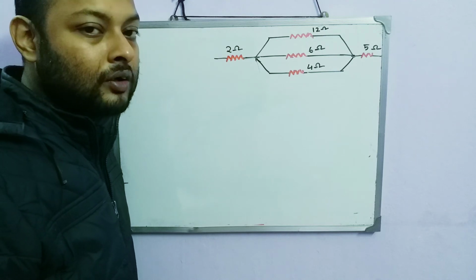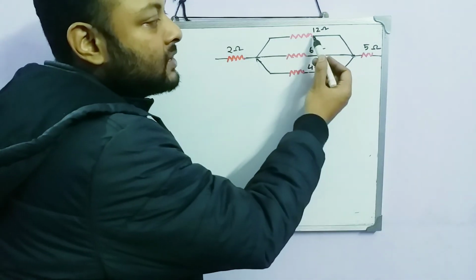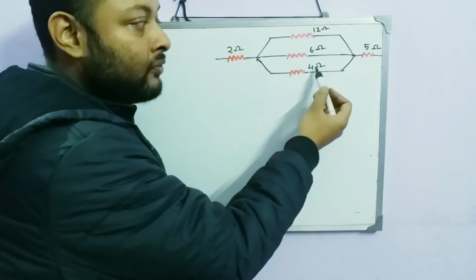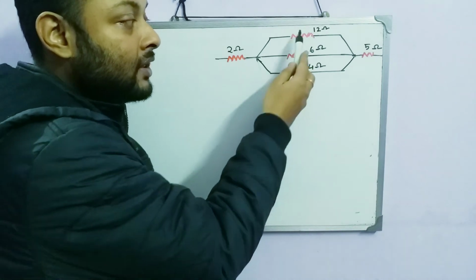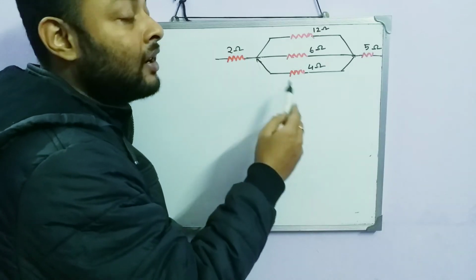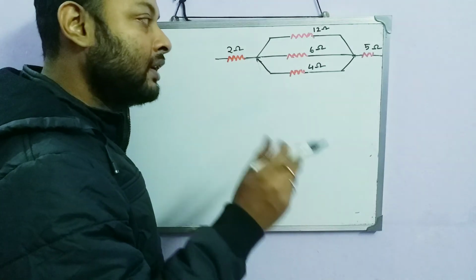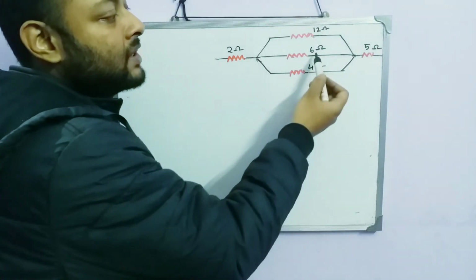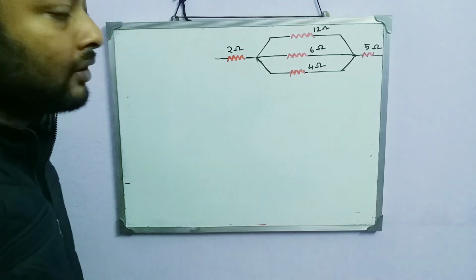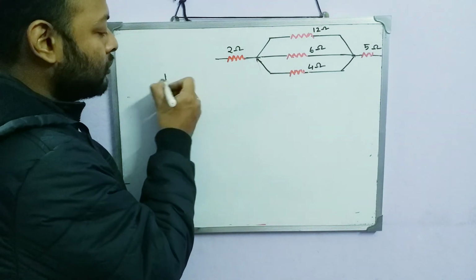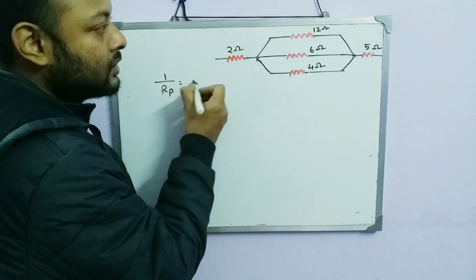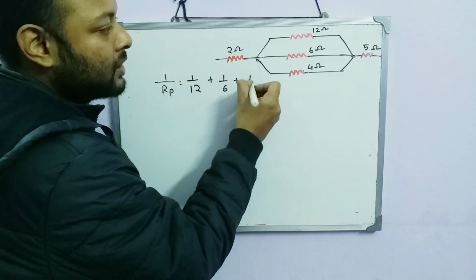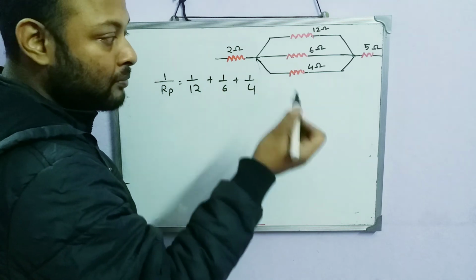Over here you have to solve these three first. You can see this 12 ohm, 6 ohm and 4 ohm. You have to solve these three resistances which are in parallel first, and after you get the answer then you solve the later part. Now 12, 6 and 4 are in parallel combination. So I'll use this formula, 1 by Rp is equal to 1 by 12 plus 1 by 6 plus 1 by 4, because they are in parallel.